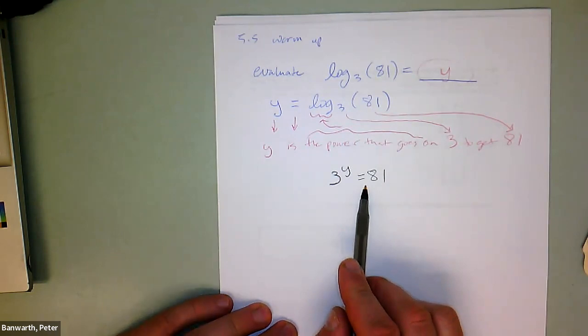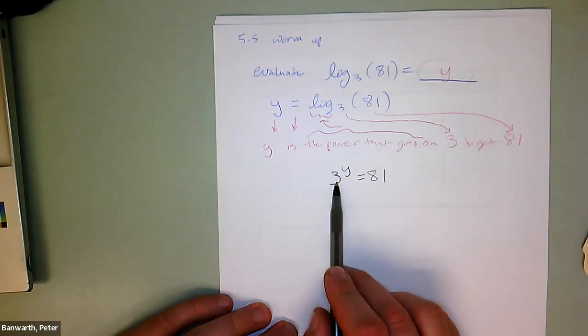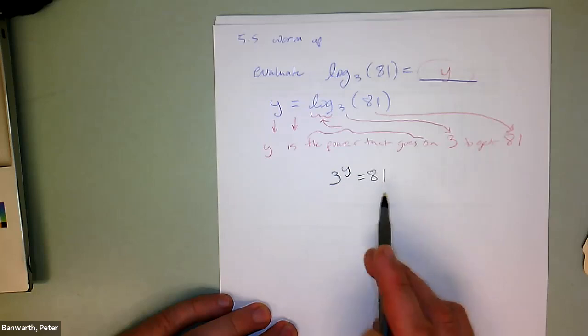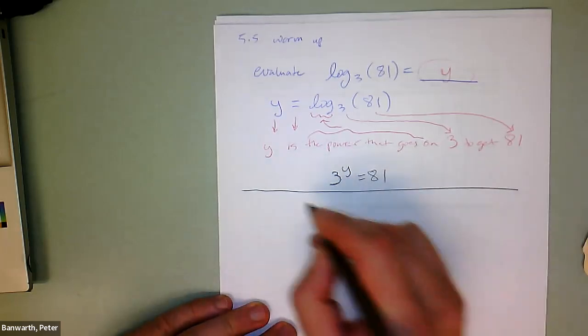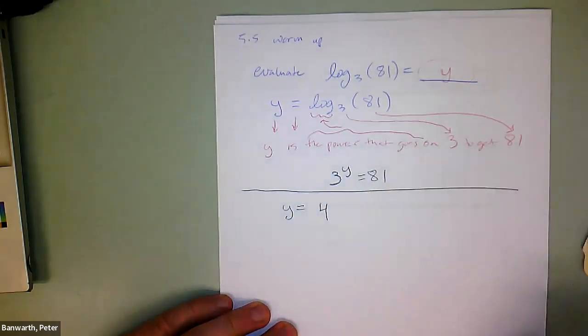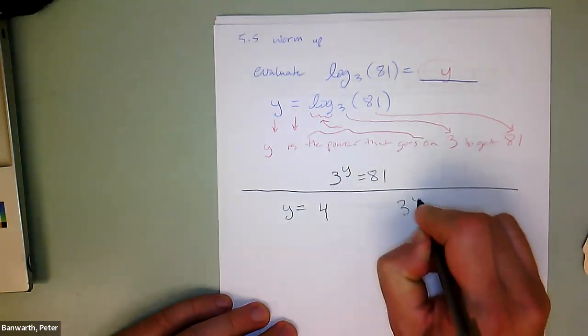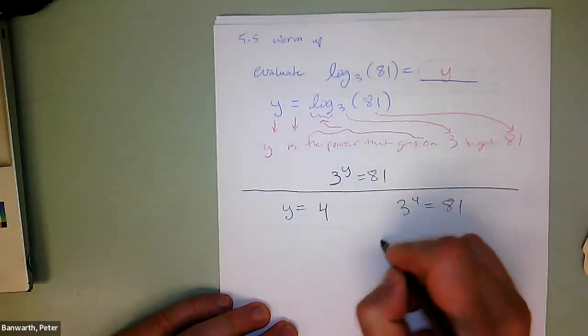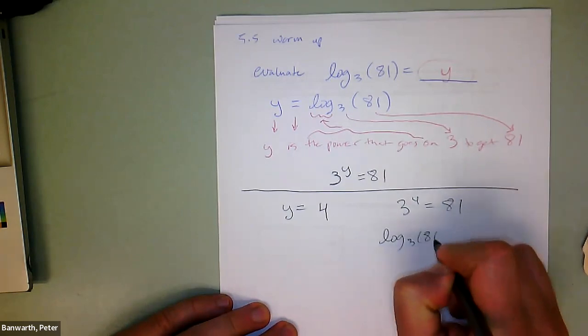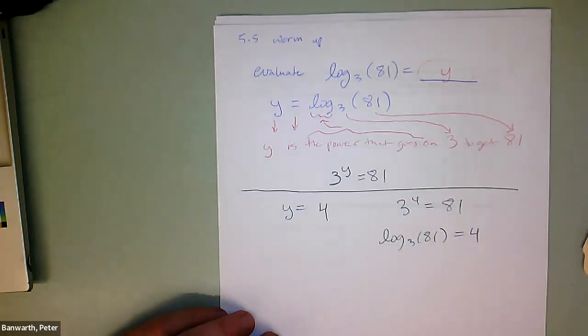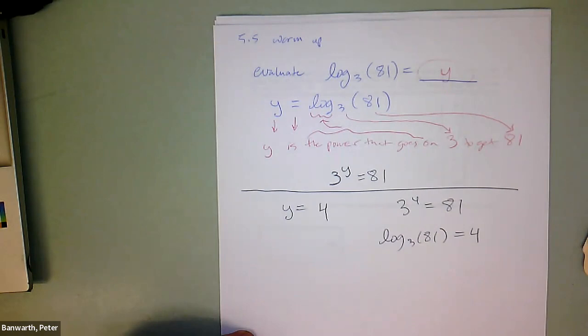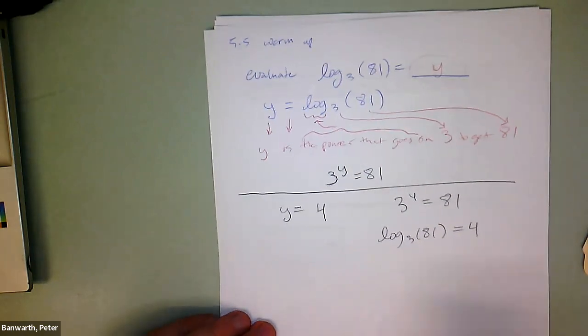We've practiced that a little bit. So how many times do I multiply 3 by itself to get 81? You're welcome to use a calculator. I happen to know it's 4. 3 to the 4th equals 81, and log base 3 of 81 equals 4. That's question 1.